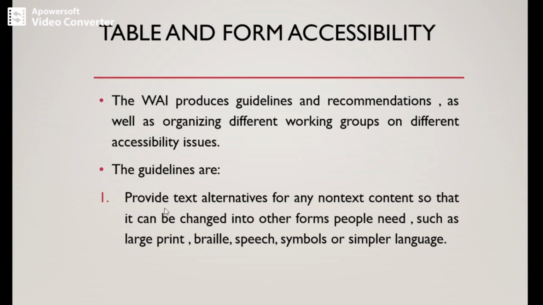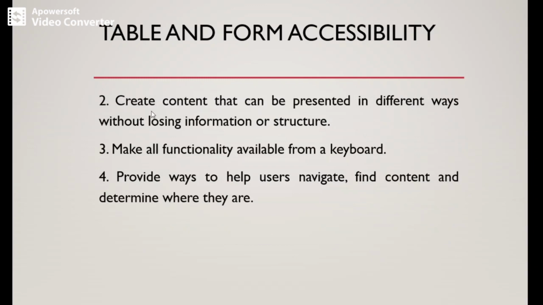So, what are they? One is provide text alternatives for any non-text content so that it can be changed into other forms people need, such as large print or braille system, speech, symbols, or simpler language. Another thing is create content that can be presented in different ways without losing the information or structure, and also make all the functionality available from a keyboard, and also provide ways to help users navigate, find the content, and determine where they are. So these are the guidelines.